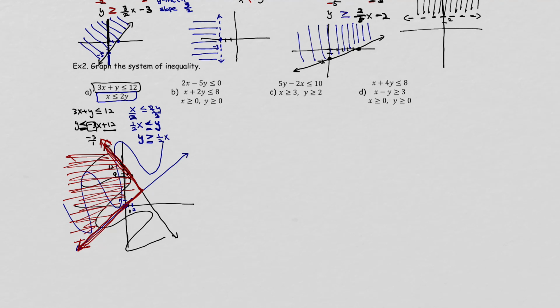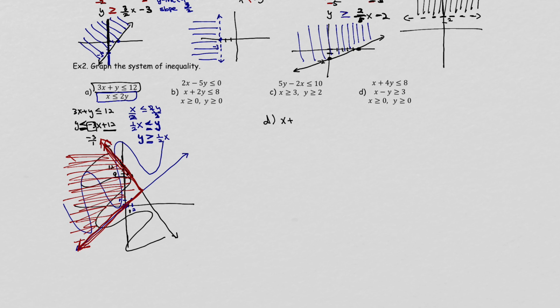I am going to try one more. This time I'm going to try the last one, D, right? So if we try D, we wanted to start with black. The final solution will be the red, right? So I will draw each inequality separately. You have 4 inequalities here.